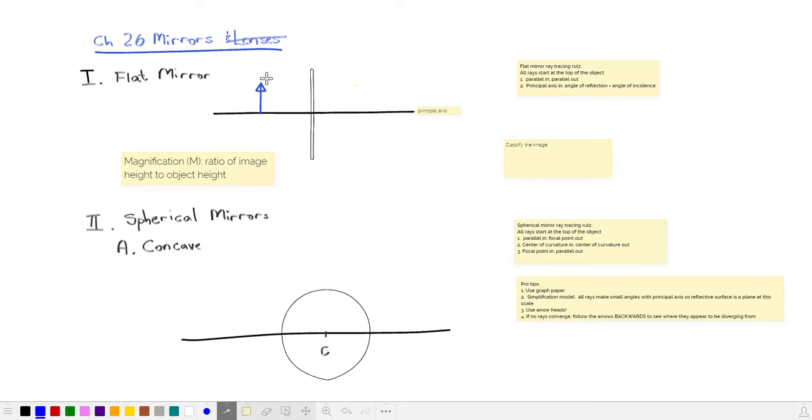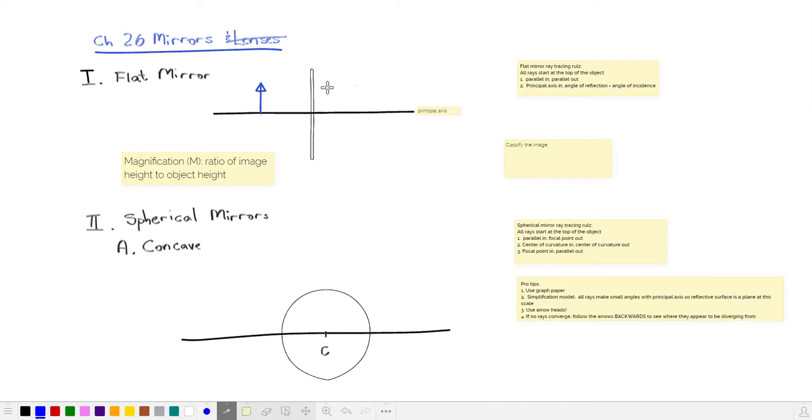Imagine that the image is represented by this blue arrow, where the top of the image is at the top of the arrowhead. And the rule that we're going to be using, with one exception, for our ray tracing is that we're going to start all of our rays from the top of the image. We're going to take light scattering from the top of the object to determine where the top of that image is. So I'll draw the image in red and the object in blue.